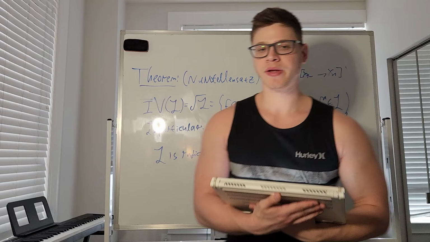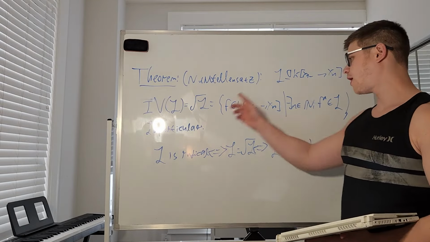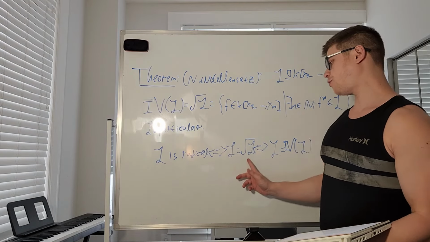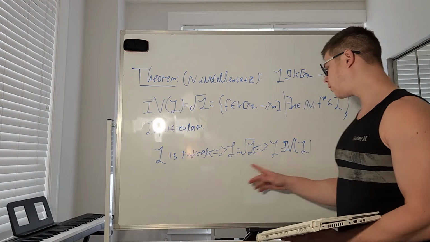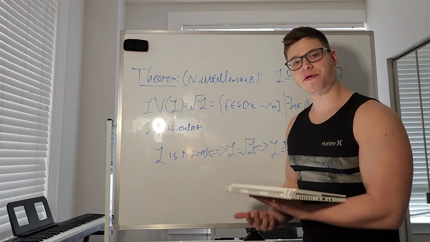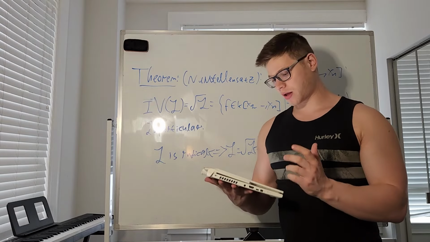In particular, note that an ideal is radical, i.e. if f^n is inside, then f is inside, if and only if it is equal to its own radical, if and only if it is equal to I V of I. So in other words, the radical ideals are exactly those that come from algebraic subsets.